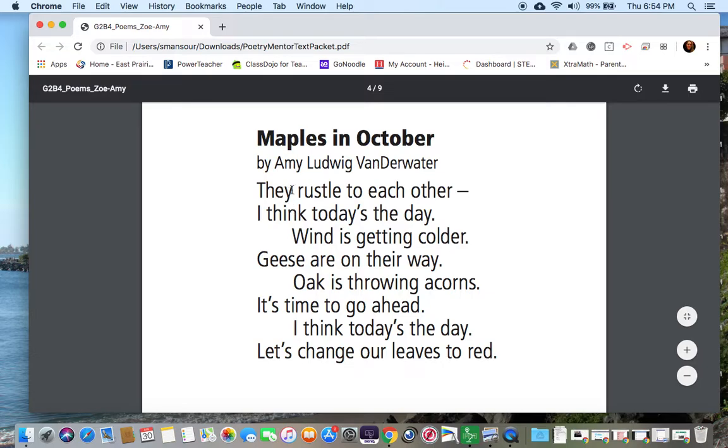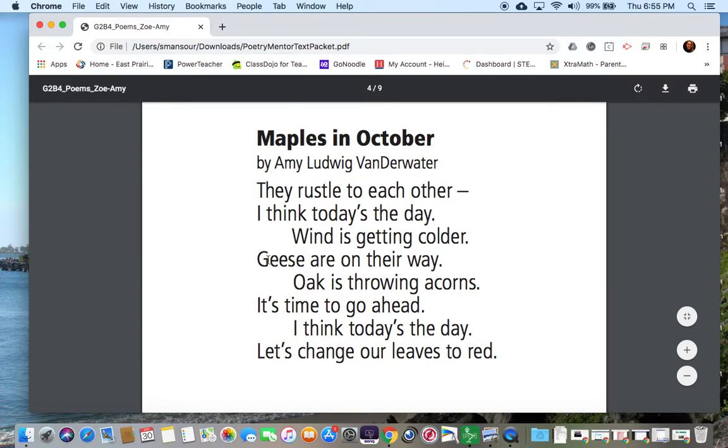They rustle to each other. I think today's the day. Wind is getting colder. Geese are on their way. Oak is throwing acorns. It's time to go ahead. I think today's the day. Let's change our leaves to red.